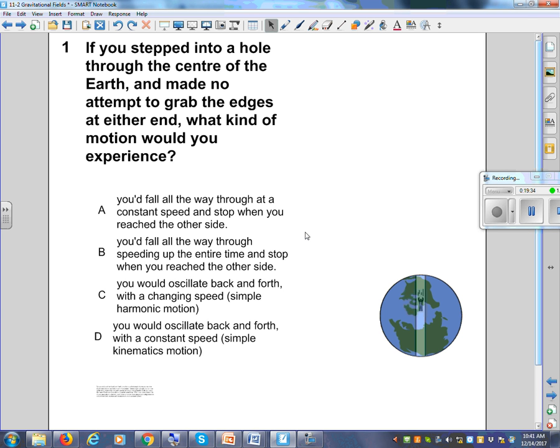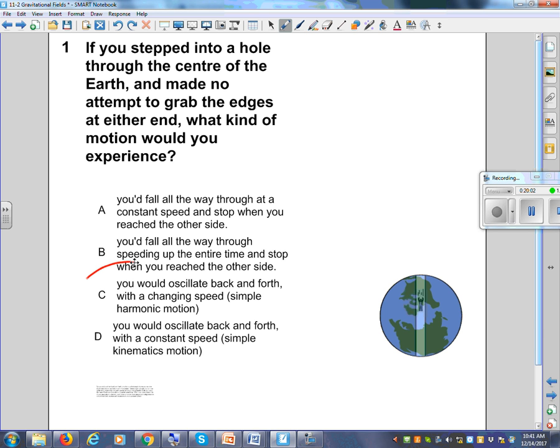Who says A? Fall all the way through at a constant speed, stop and reach the other side. Anyone say A? No one says A. B, fall all the way through, speeding up the entire time and stop and reach the other side. B, anyone? No B's. Would you oscillate back and forth with a changing speed, simple harmonic motion? Anyone say C? When in doubt, go with C, apparently. What about D, oscillate back and forth with a constant speed? Anyone? Well done, you guys.